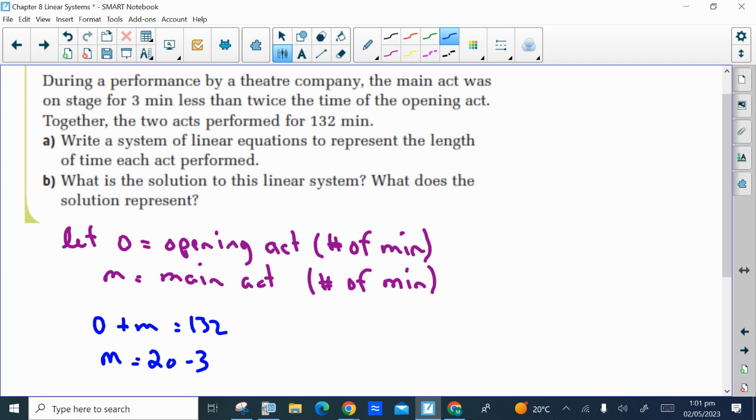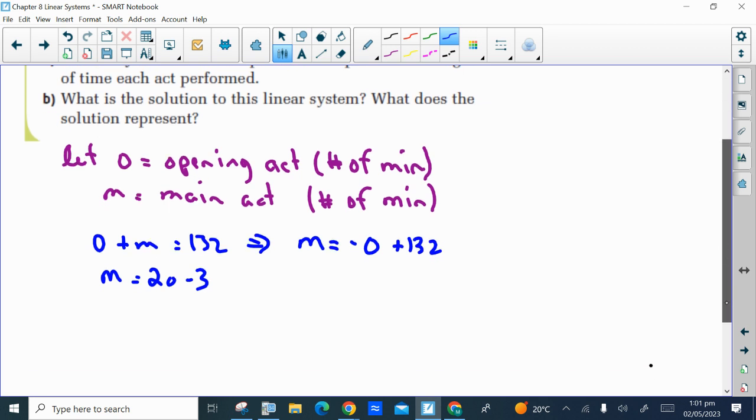And because this one already has M by itself, we'll do the same thing with the first equation. We'll get M by itself. By subtracting O from both sides, M will equal negative O plus 132. So again, that's not negative 0, that's negative O. O is the length of the opening act. We want to find the solution and what it represents.